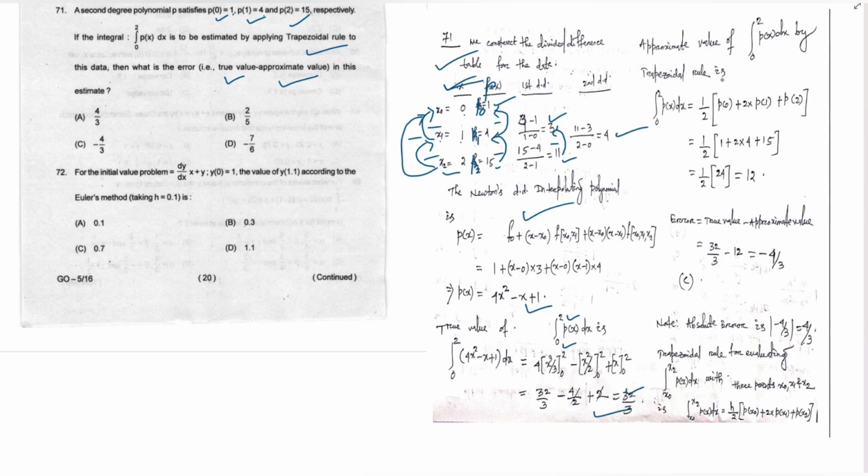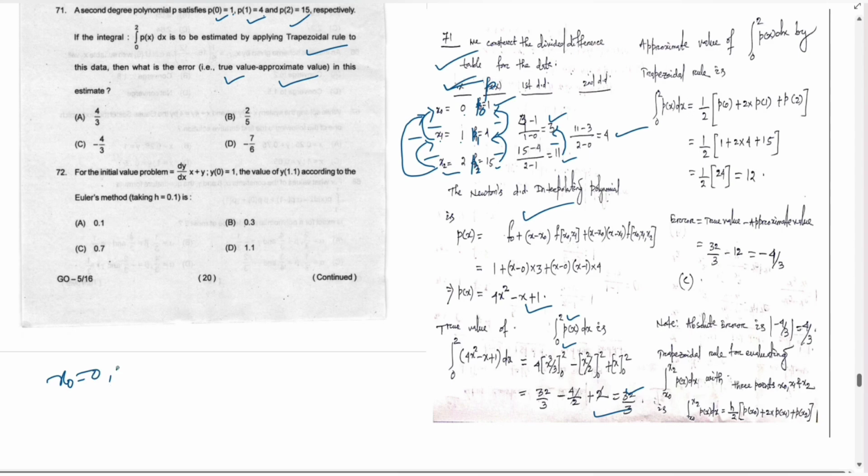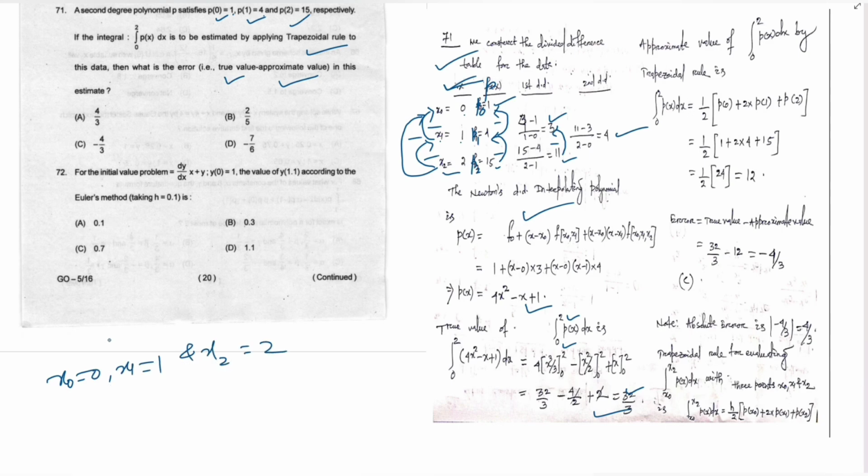Next we have to calculate the approximate value of the integral. So to do that, we use trapezoidal rule. So here you can see we have 3 points, x0 equal to 0, x1 equal to 1 and x2 equal to 2, and the points are uniformly distributed with step size h equal to 1.